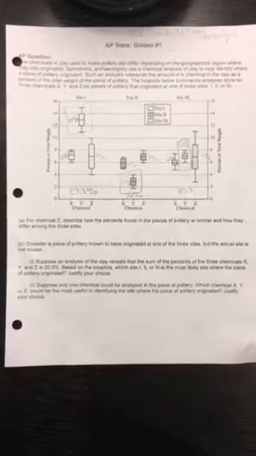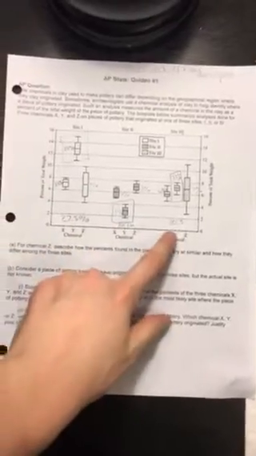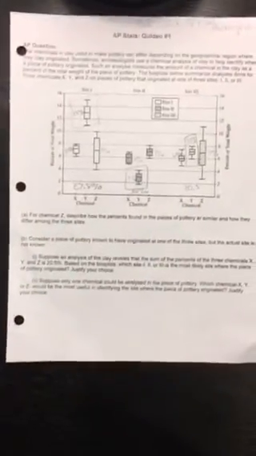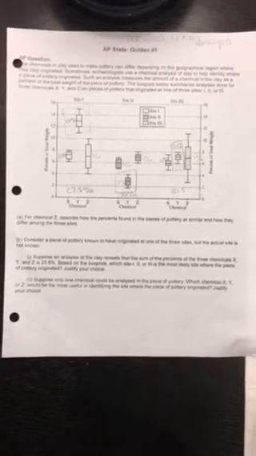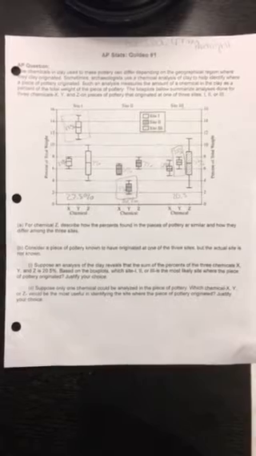With this first Quideo, we are going to be analyzing the chemicals in clay that's used to make pottery at 3 different sites. So for our first question, for chemical Z, describe how the percents found in the pieces of pottery are similar and how they differ among the 3 sites.